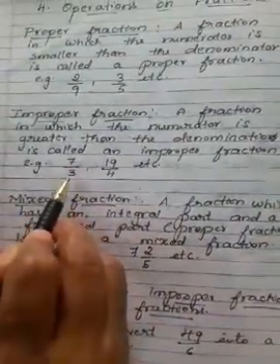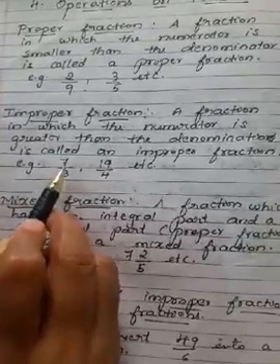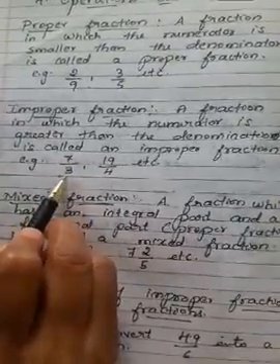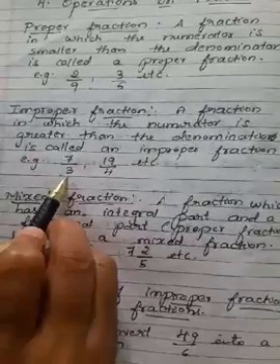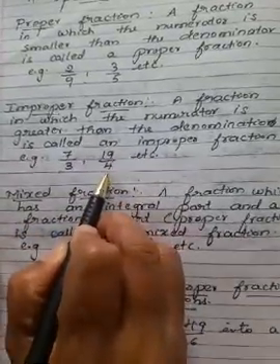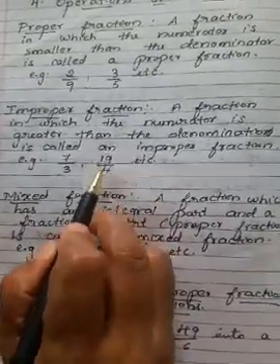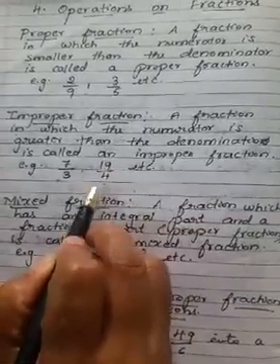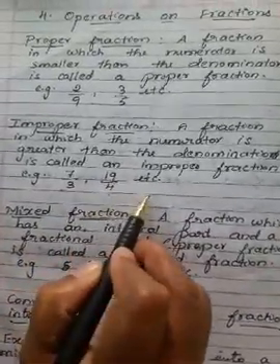This is the numerator and this is the denominator. So here numerator is greater than denominator. Correct? And next one is 19 upon 4. So here also numerator is greater than the denominator. So it is an improper fraction.